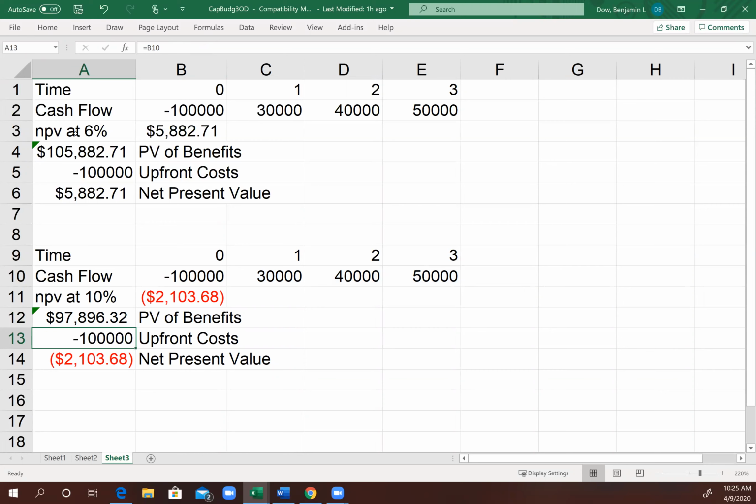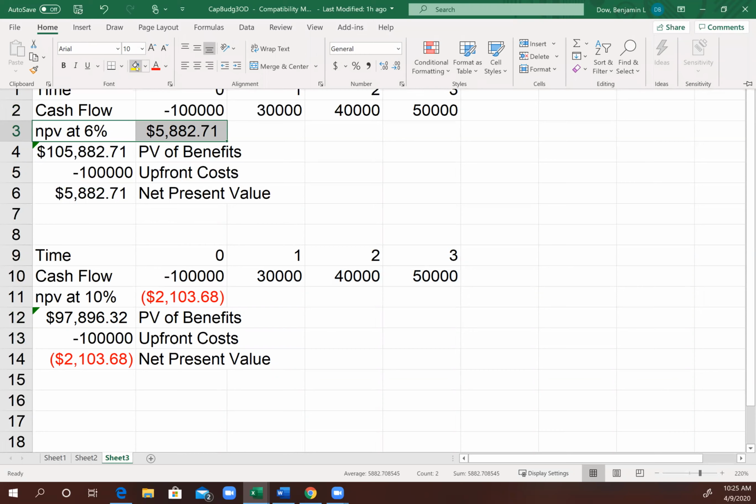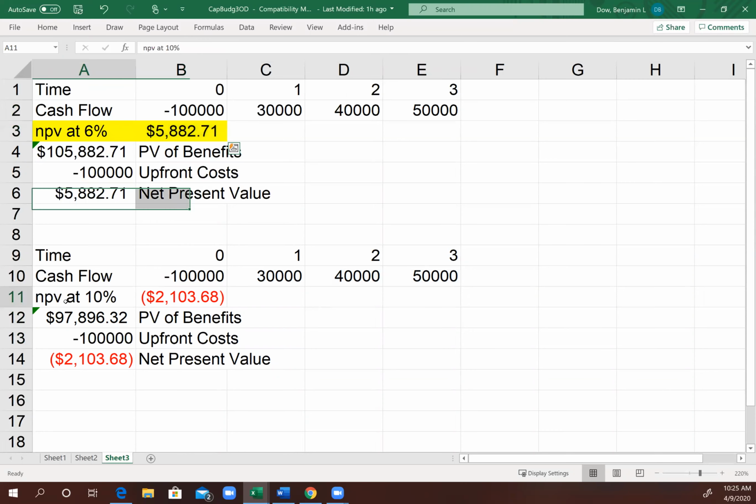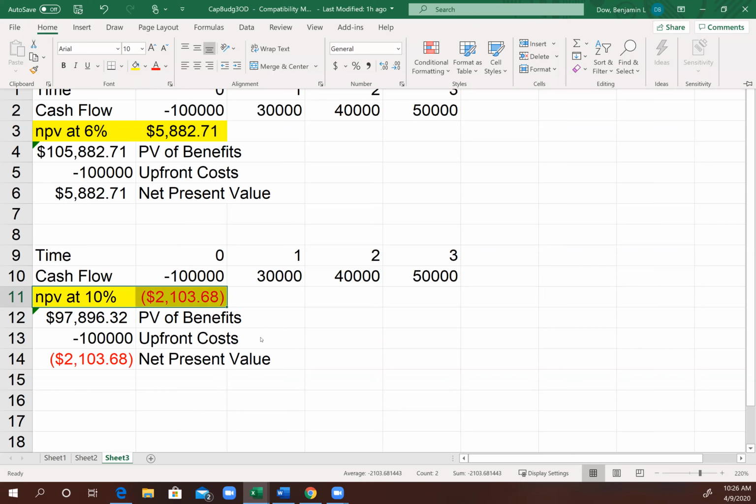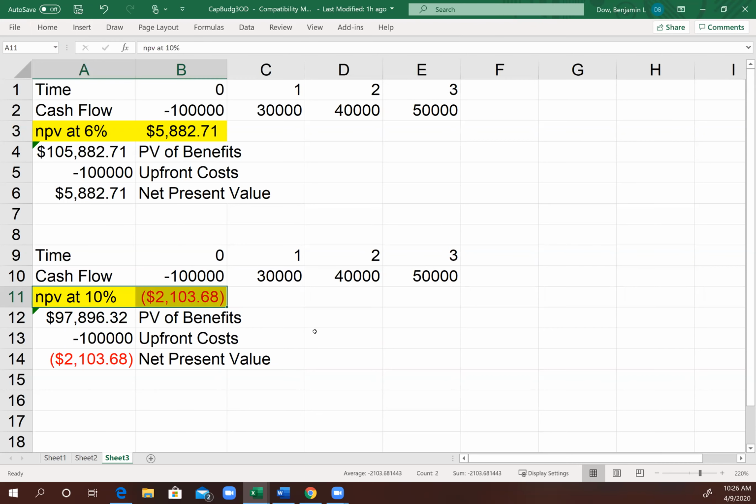And we can see that at 6%, the project was good. But at 10%, the benefits didn't exceed the costs. Now, this is kind of weird. As interest rates change or as economic situations change, the interest rate associated with projects can change. So we can see, hey, at 6% it was good, at 10% it was bad. I wonder what the break-even point would be.